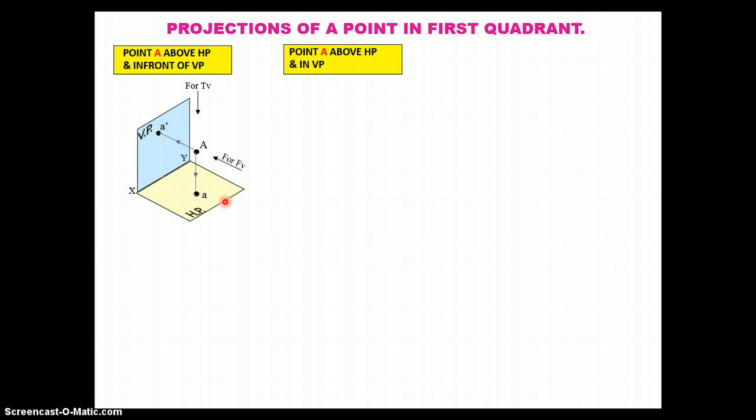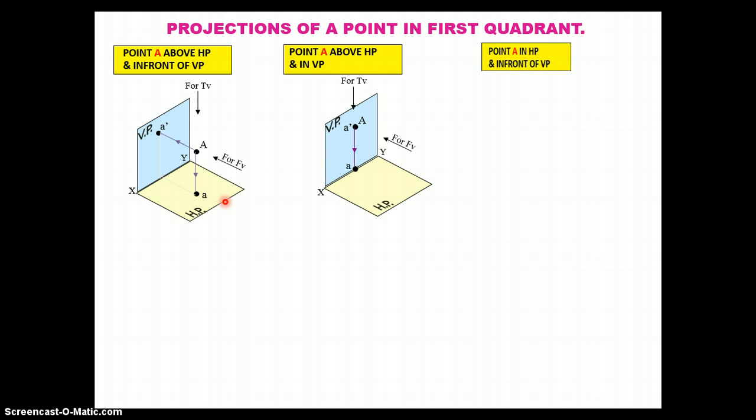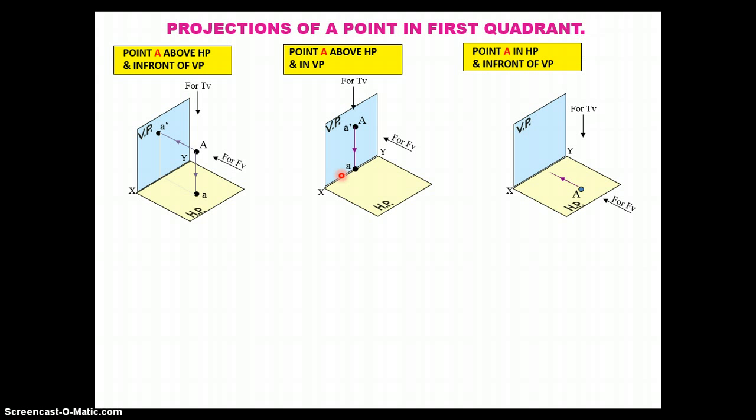Then the point A is above the HP and in the VP. So this is the projection of point A dash, which will overlap with the point A. Then this is the projection of point A in the top view. Similarly, point A is in the HP and in front of VP. So this is the projection of point A and A dash. A is in the HP and A dash lies in the VP.